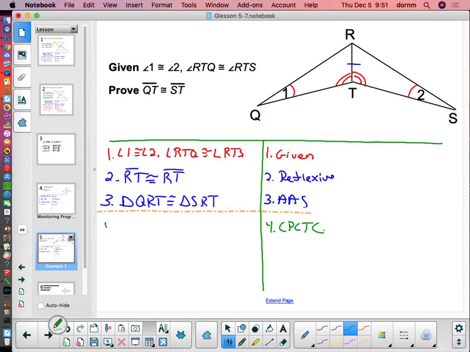CPCTC to conclude that QT is congruent to ST. And again, we know QT, ST. It's right there in my congruent statement, isn't it? You getting the idea on this stuff? Yes. Okay.